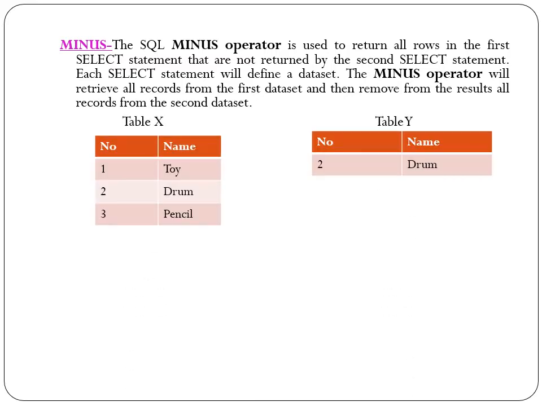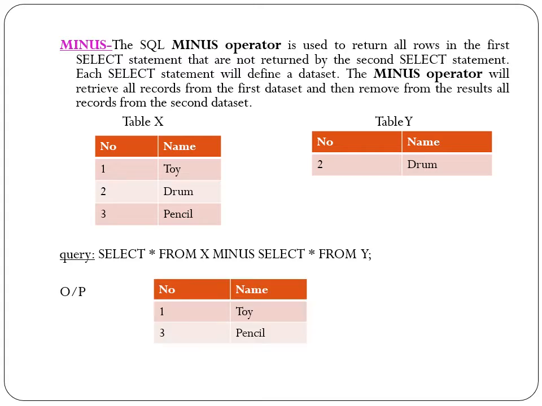Suppose table X having toy, drum, and pencil, table Y having drum. So after applying the query, select asterisk from X minus select asterisk from Y, output will be toy and pencil.